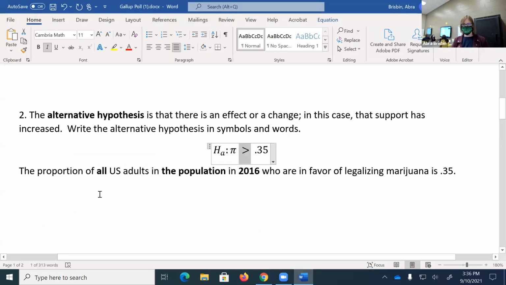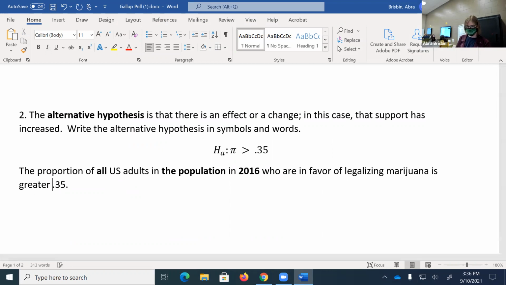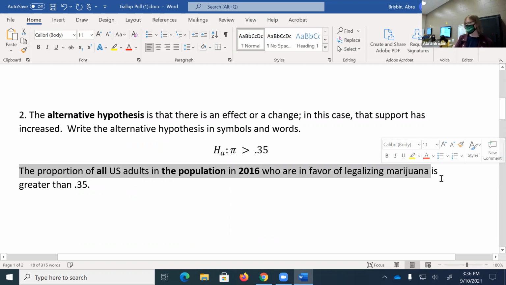All right, and then for writing the alternative hypothesis in words, I'm going to change it to greater than, but we can leave the rest of the sentence the same. The proportion of all US adults in the population in 2016 who are in favor of legalizing marijuana.